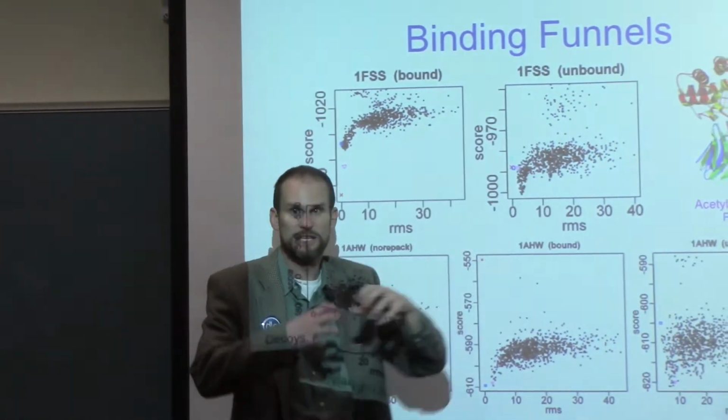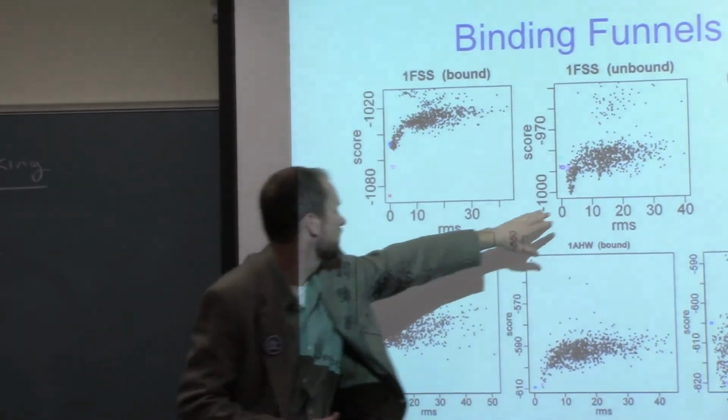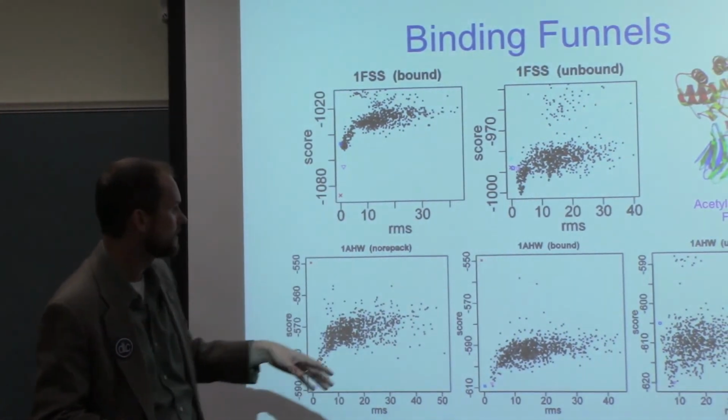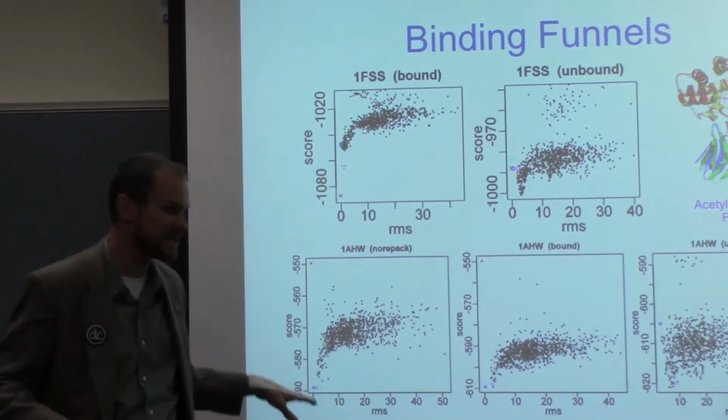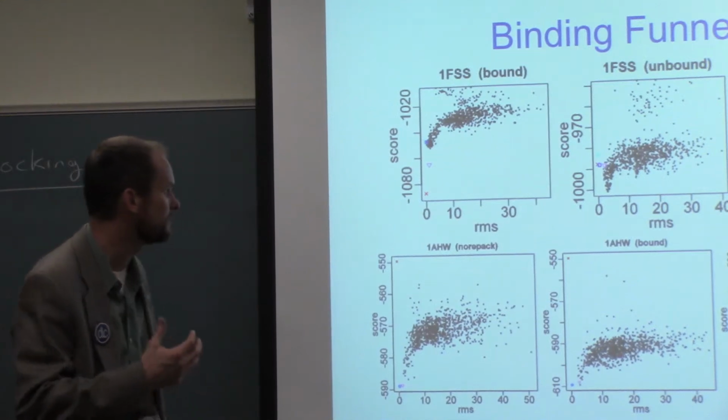If you use the unbound individually crystallized backbones, sometimes you get a funnel, as in this case. Other times you don't. These cases actually all look pretty good. Other times you don't, and there'll be changes in the backbone that prevent that from happening.